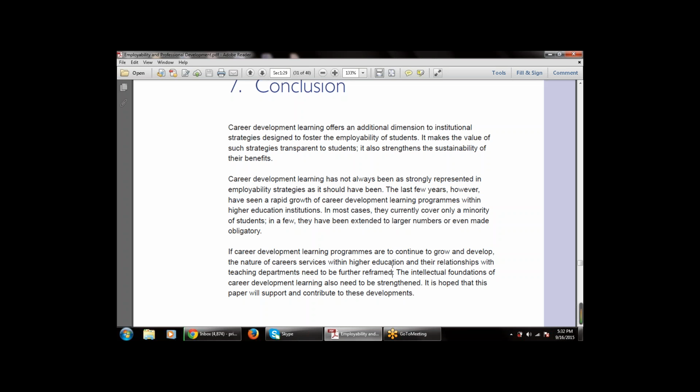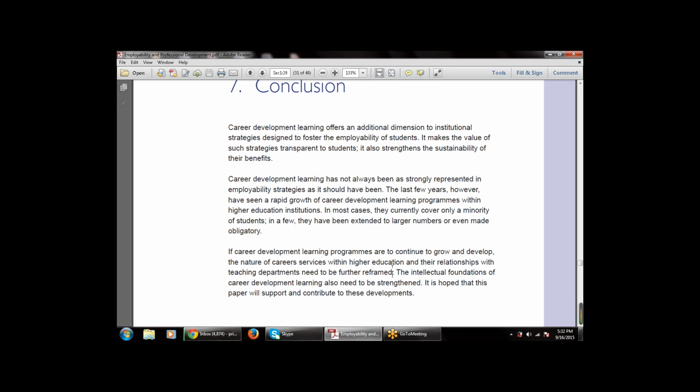So if the career development learning programs are to continue to grow at a fast speed and develop, the nature of the career services within higher education and their relationship with the teaching department needs to be further reframed. Whatever services are used, and whatever relationship is maintained with the teaching department, needs to be further reframed.